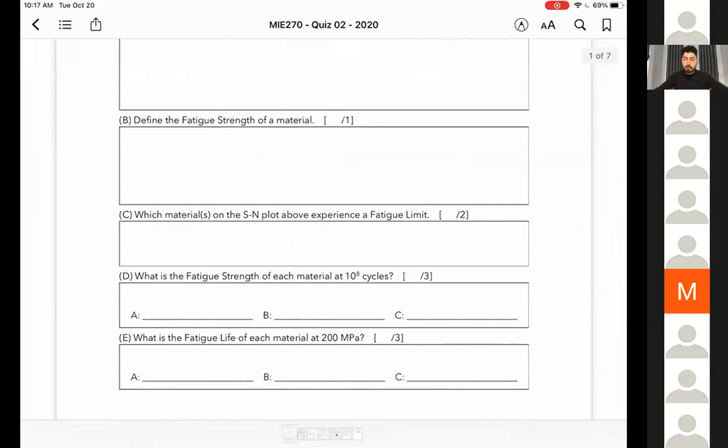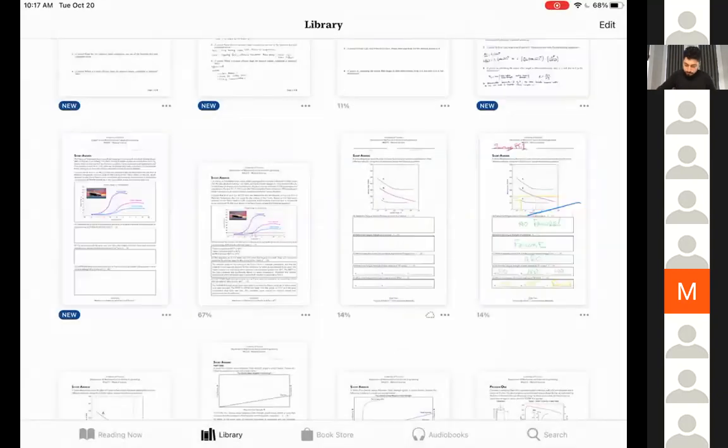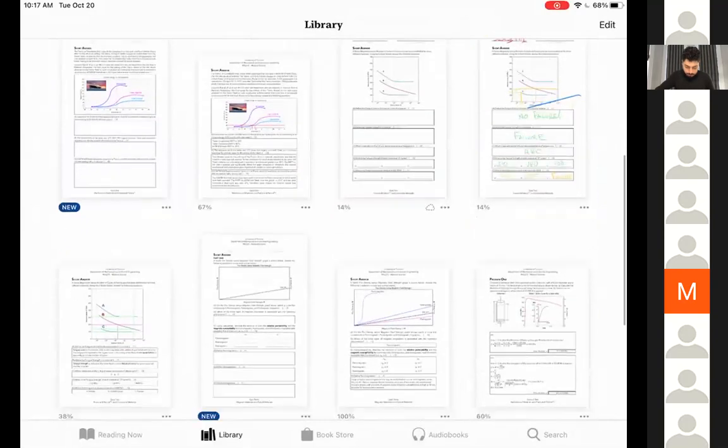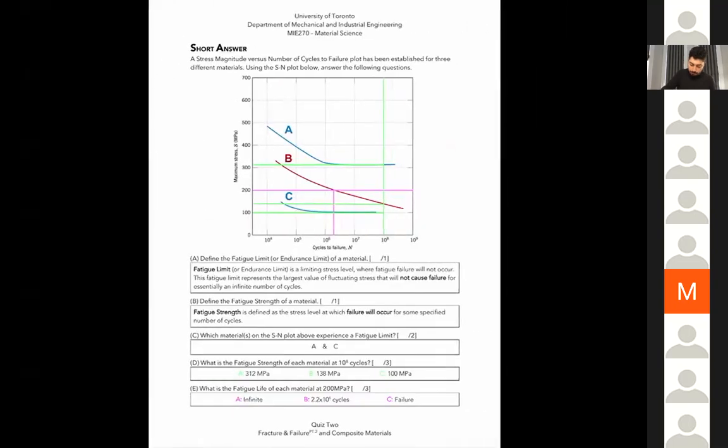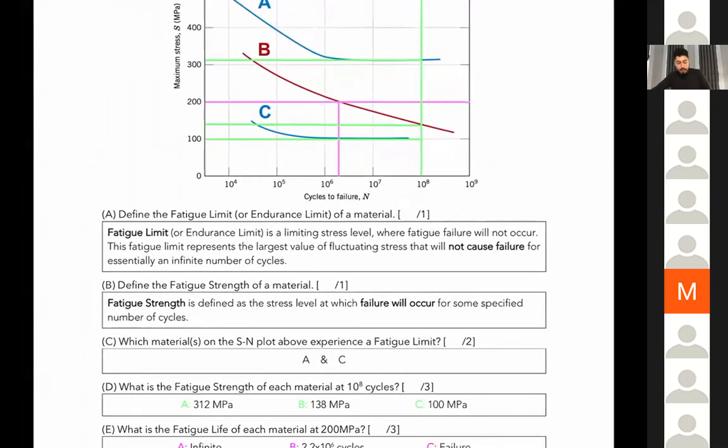Can you tell me what your answers were? For A, I got 320 megapascals. For B, I got 130 megapascals. Hold on, let me just open mine so I don't give you wrong answers. Okay, that's fine. I would accept those. It's based off your eyes, right? Your eyes could be better or worse than mine, so that's a fair range. Perfect.